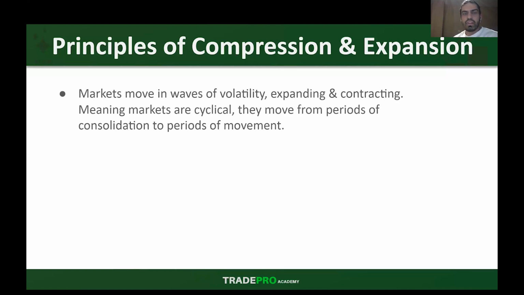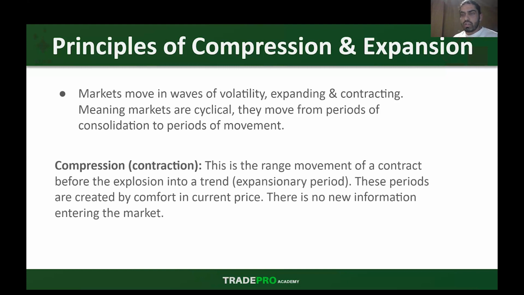Markets move in waves of volatility, expanding and contracting. Contractions are another word for compressions. Expansions are expanding. You can piece them together, meaning that markets are generally cyclical. They move from periods of consolidation to periods of movement. Periods of consolidation are contractions, compressions, with multiple different names. This is a range movement, a contraction before the explosion into a trend. The explosion into a trend is known as an expansionary period.